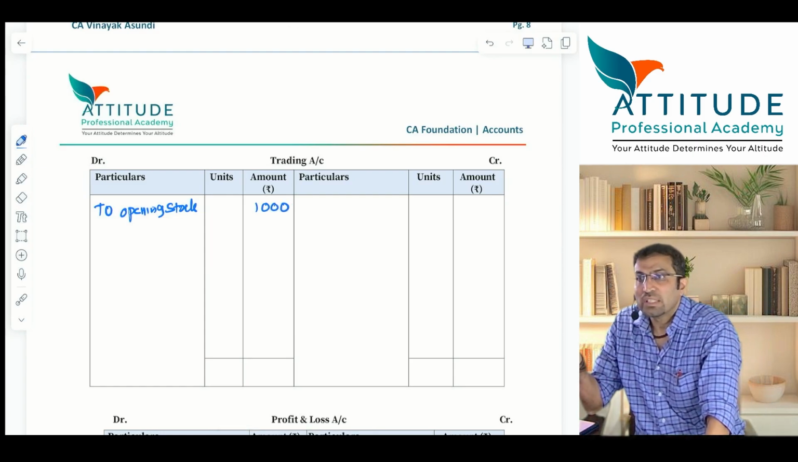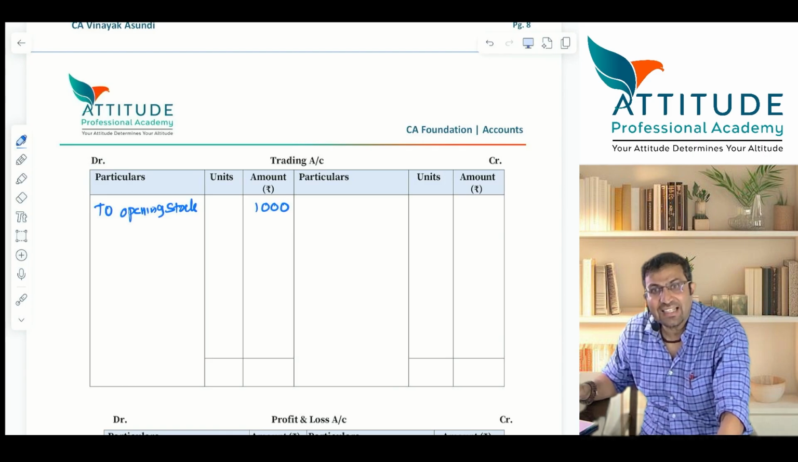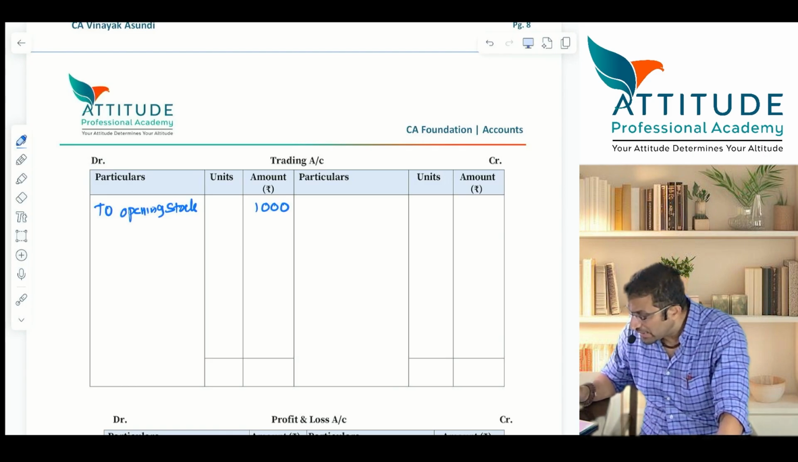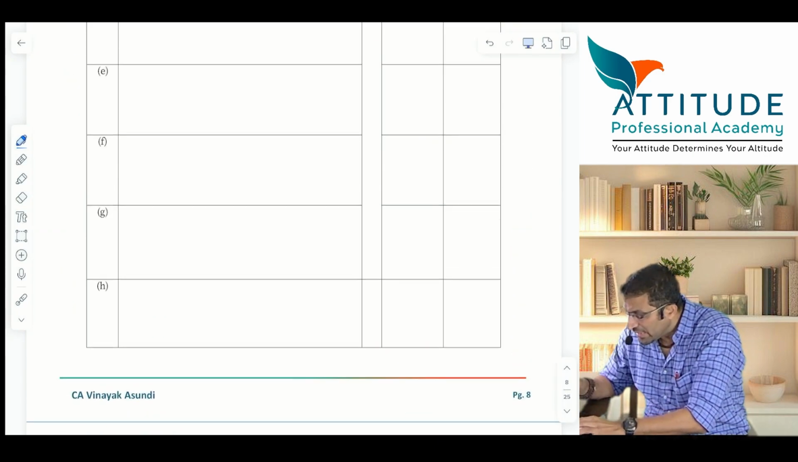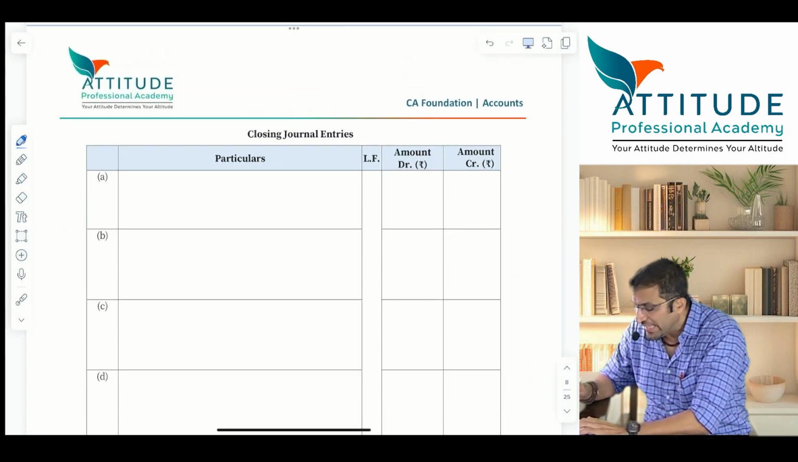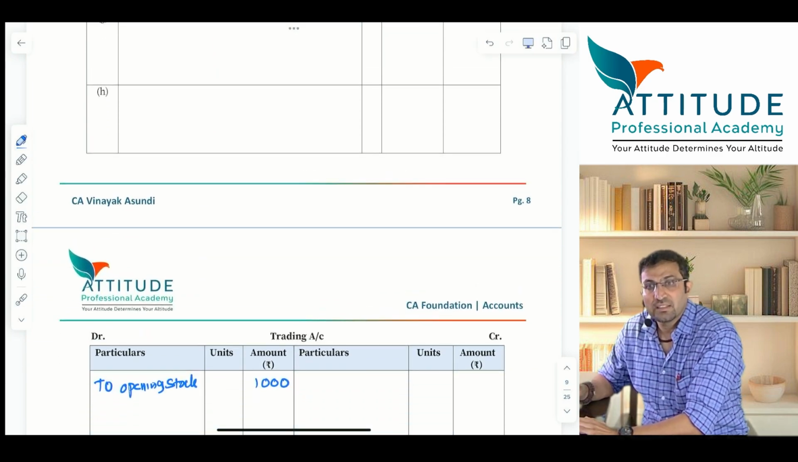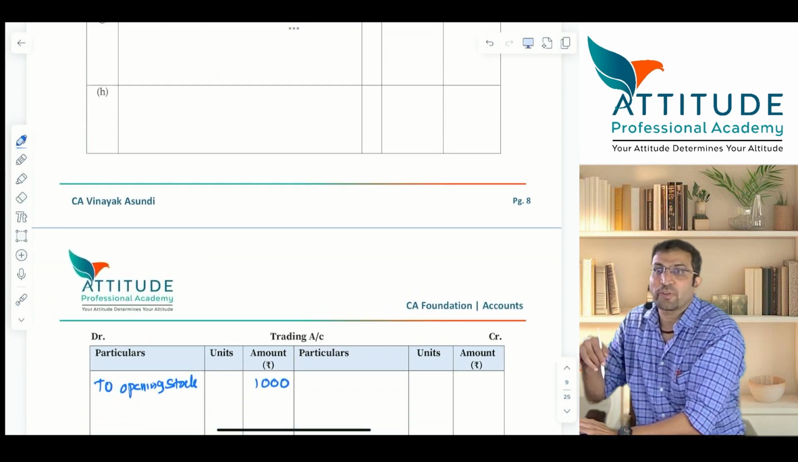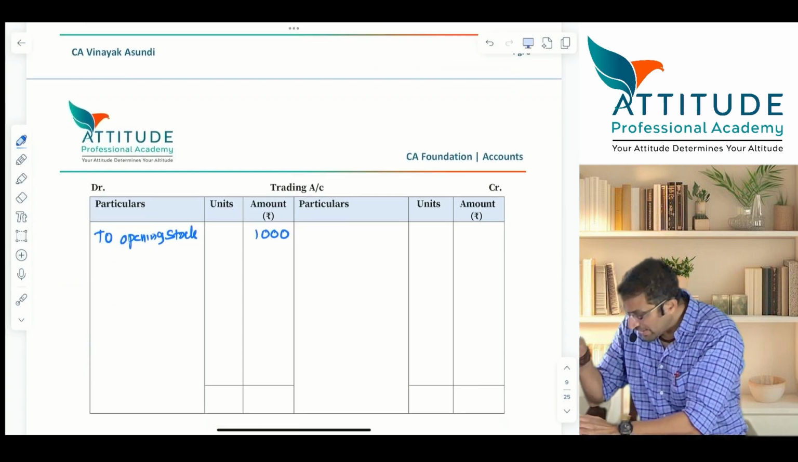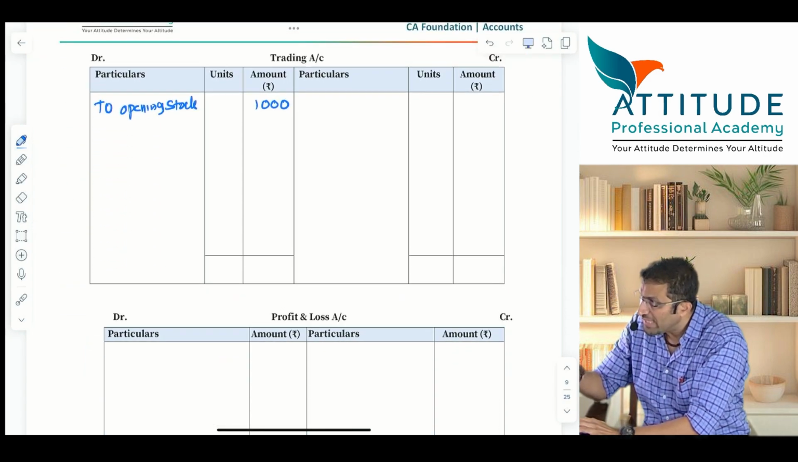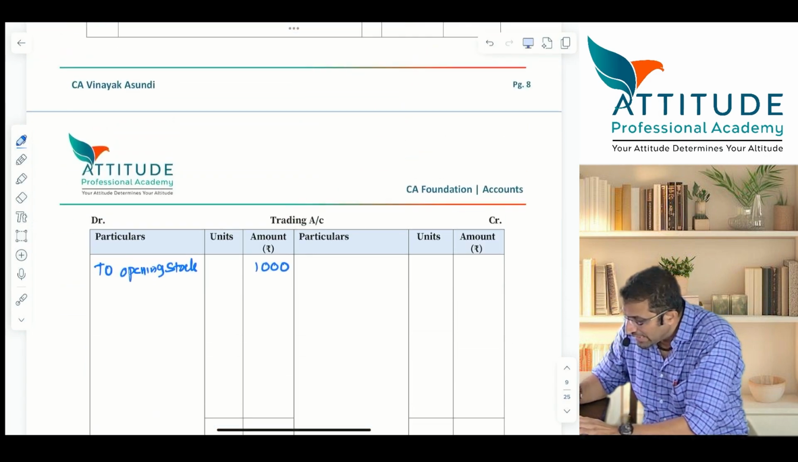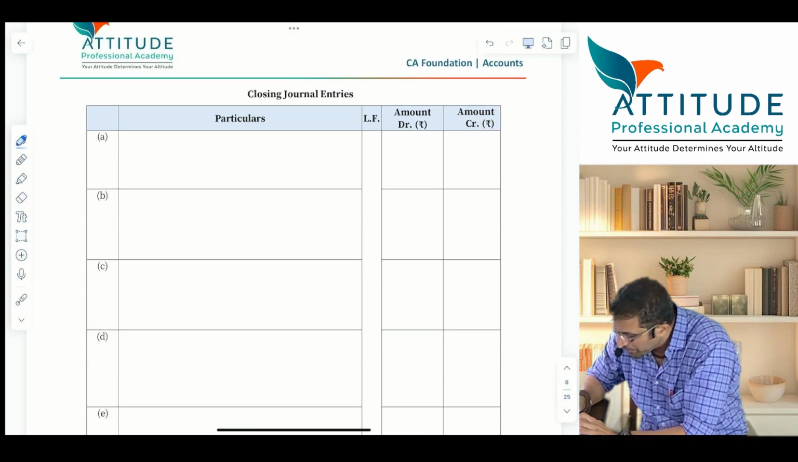Now tell me, have you passed a journal entry? Trading account debit to opening stock. First pass the closing entry and then post it into the ledger. Even trading account. Now tell me the trading closing entries.